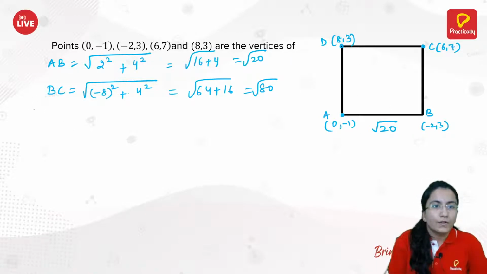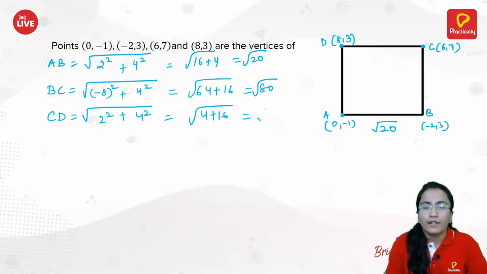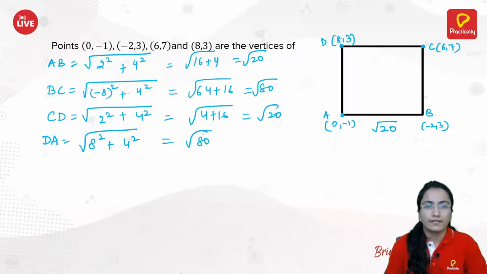Yeah. So next is CD. This will be equal to (6 minus 8), that is minus 2, square of it, plus 7 minus 3, that would be 4, 4 square you have over here, that is 4 plus 16, taking under root, you will have under root of 20, right? So next value DA. DA over here is 8 minus 0 square, 8 square, plus 3 plus 1, that is 4 square, taking under root of it, under root of 80. This is what you get.